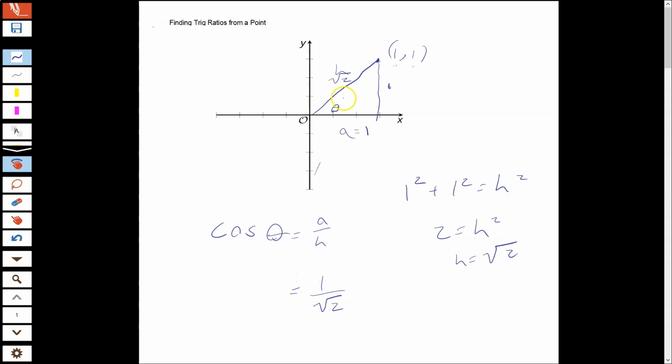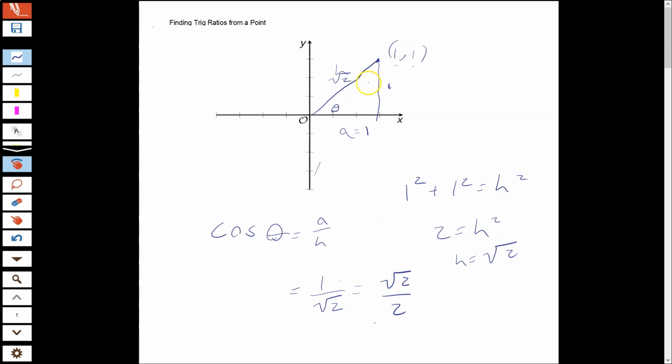And if I wanted to know this angle theta, I could plug this into my calculator and use the cosine inverse button, and I could figure out that angle, right? We've done that before. Let's go ahead and rationalize this. So to rationalize, I multiply by square root 2 over square root 2. So I get square root 2 over 2 would be the cosine of theta. Okay? So that's what we're doing here.